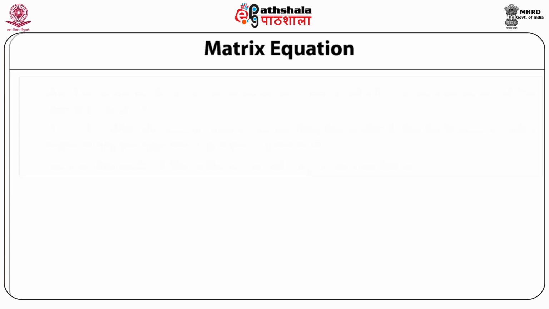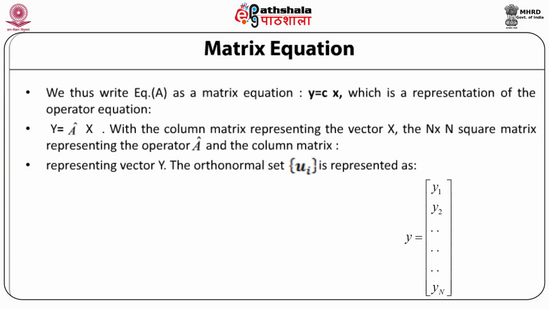Matrix equation. We can now write the equation defined earlier, yj equal to summation over i cji xi, as the matrix equation y equal to cx, which is a representation of the operator equation vector y equal to operator A acting on vector x, with the column matrix representing the vector x, the n cross n square matrix representing the operator A, and the column matrix representing the vector y.